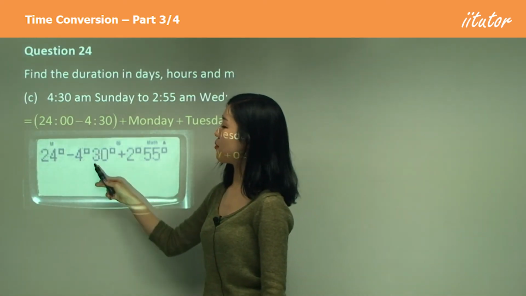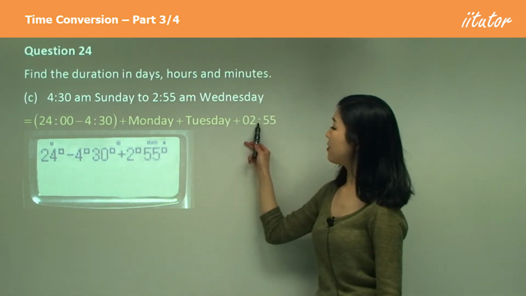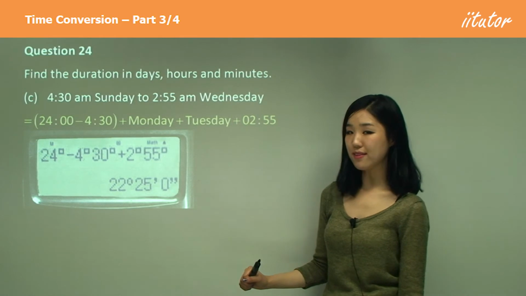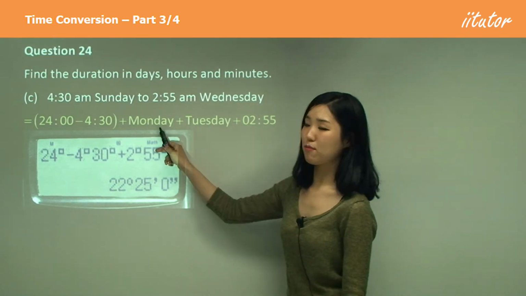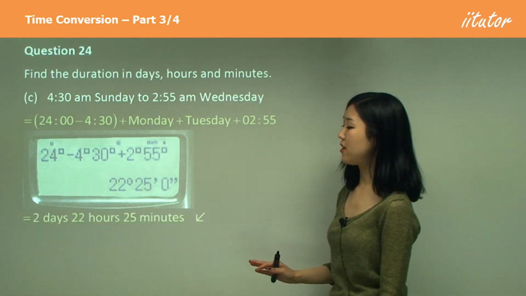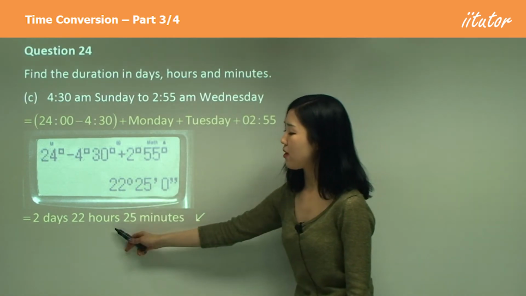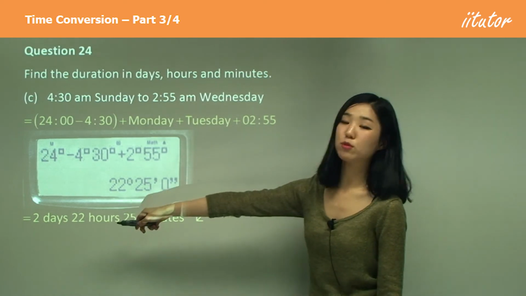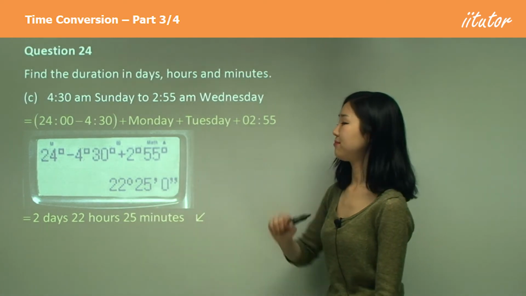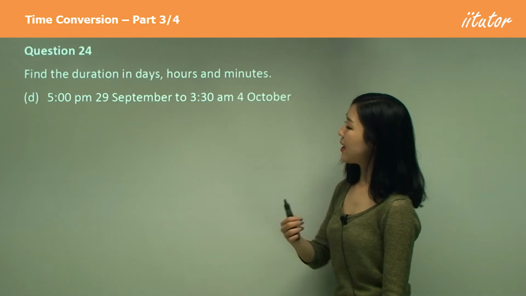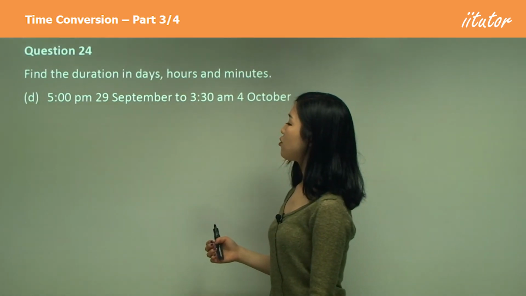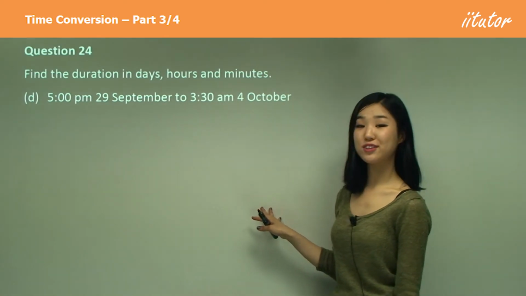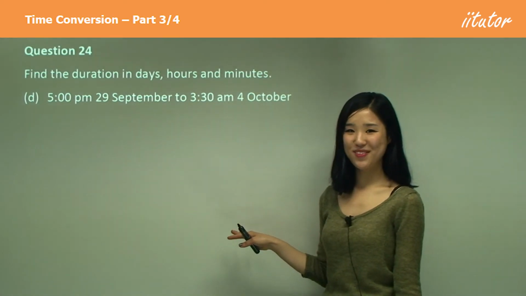Okay, so like this. 24 minus the 4:30 plus the 2:55, which is 22 hours and 25 minutes. And we've got 2 extra days in between. So the time duration is 2 days, 22 hours and 25 minutes. Okay, so 2 days, you should be able to recognize that yourself. And D, 5 p.m. 29 September to 3:30 a.m. 4th October. Okay, it's getting more specific, isn't it?